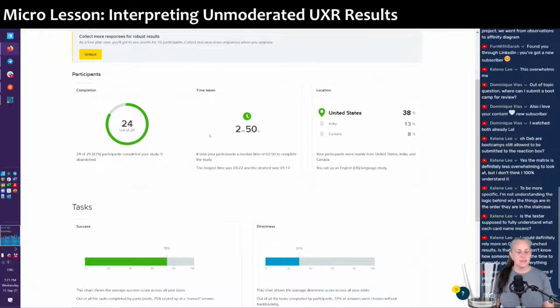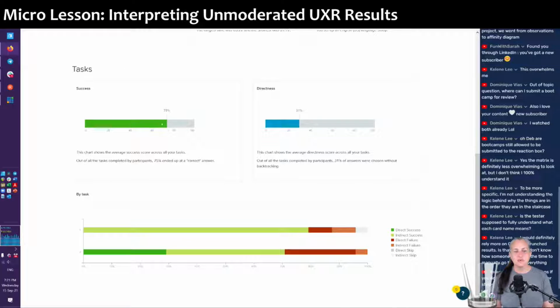Okay, so let's take a look at the results. In this case, we had 24 people complete it, 5 people started but didn't finish. People generally took about 3 minutes because I only gave them 2 tasks, so this went pretty fast. Many people were in the United States, some were in India, some were in Canada. Tasks were 75% successful, and there was 31% directness.